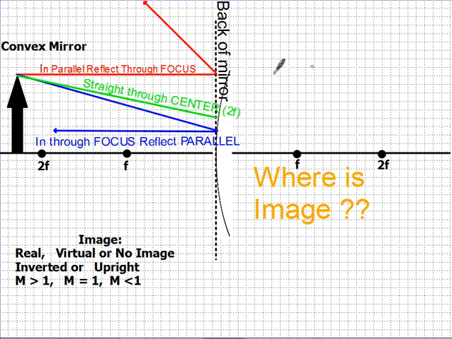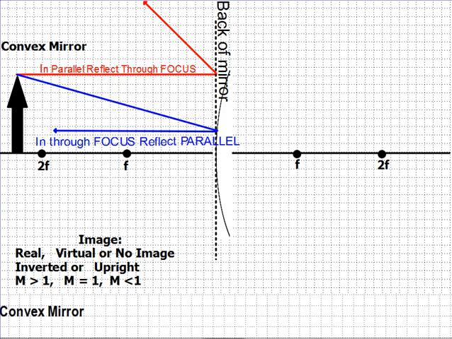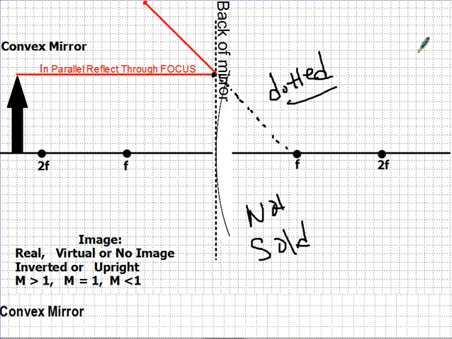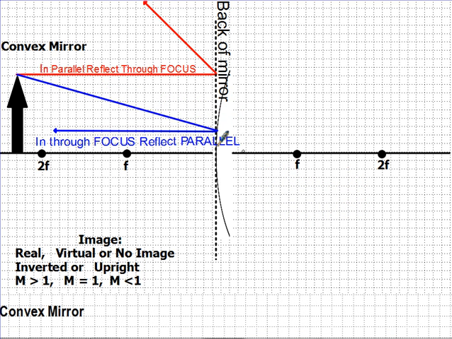Now, the second ray is, whoops, sorry about that, in through the focus, out parallel. Now, this is the focus. Remember, this one isn't really there. It just looks like they're there because we draw them there. So, in through the focus, and then it's going to bounce off parallel. When it's time to draw the reflected ray, it is the bounced off or reflected ray that you're going to sketch.